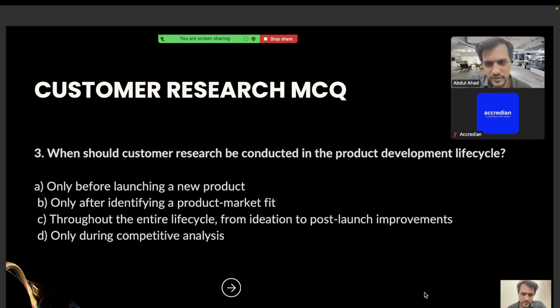Right. So the answer is C, throughout the entire life cycle from ideation to post-launch improvements. The reason we say this is because the customers' preferences, needs, and pain points are ever changing. The technology is ever evolving. Just because of that, it's very important for us to be doing continuous discovery, keep learning what's happening in the market, what customers are thinking, what customers are getting exposed to. Based on that, we can accordingly prioritize the work that needs to be done on the product.